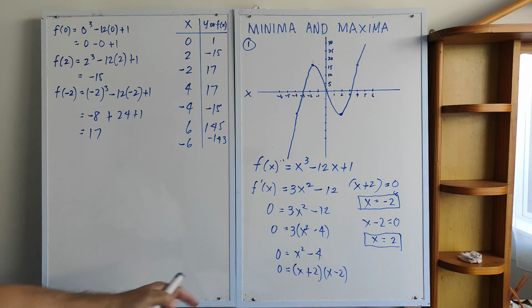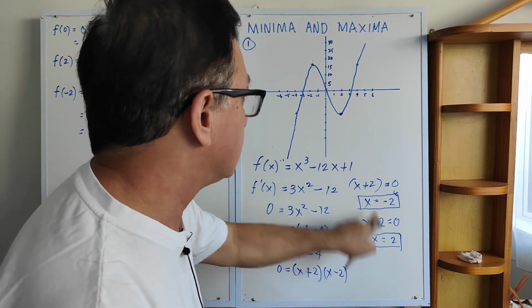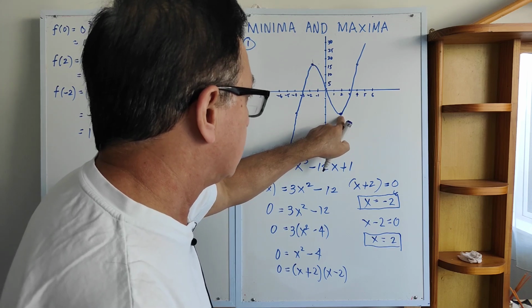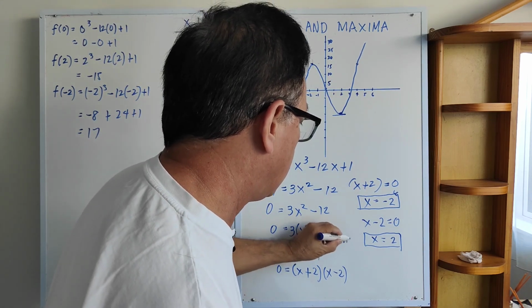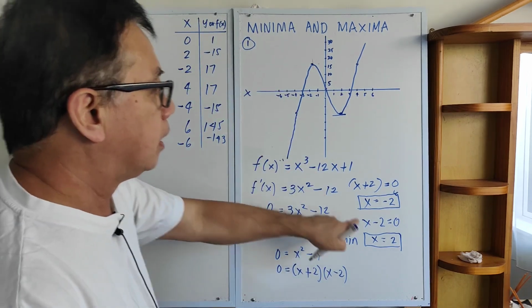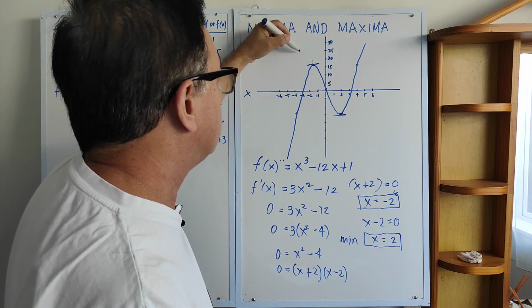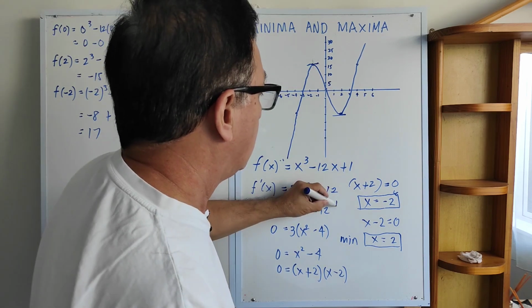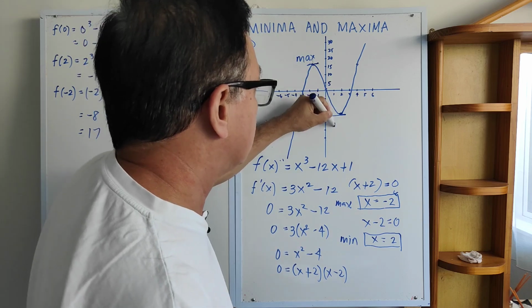So now, x equal to 2 is this one. So this is your minima. And then x equal to negative 2 is this one. This is your maxima. So this is your maxima. This is your minima.